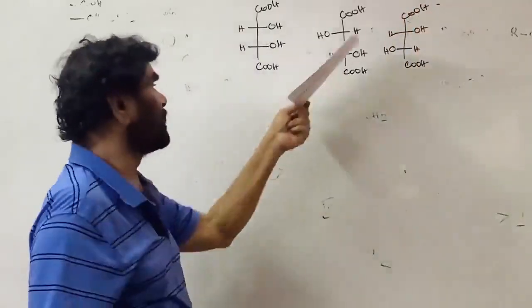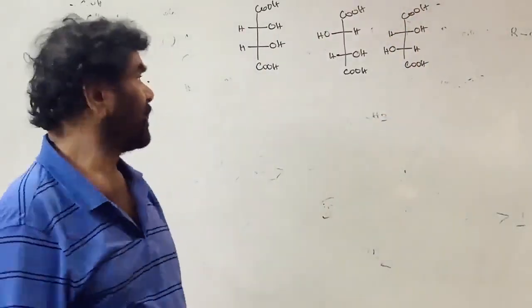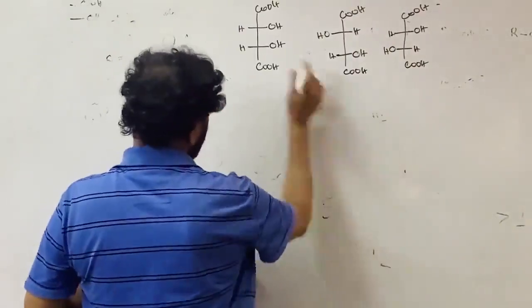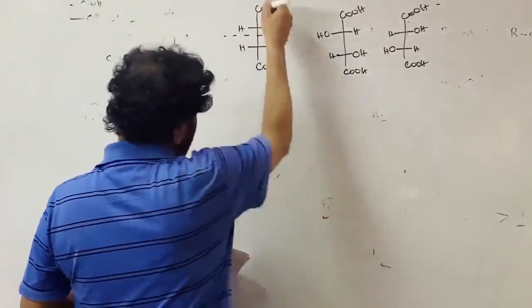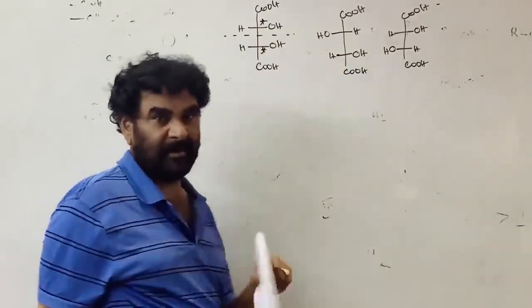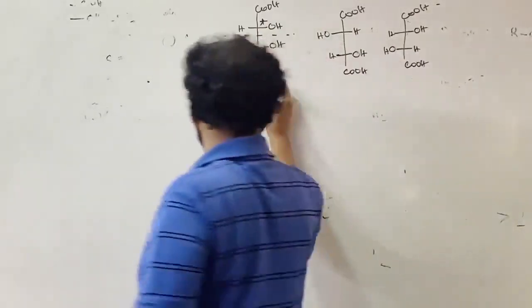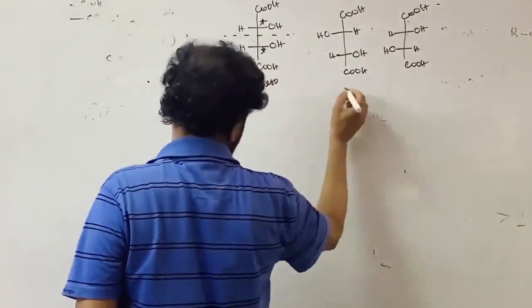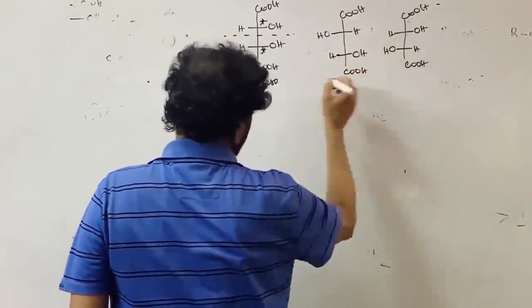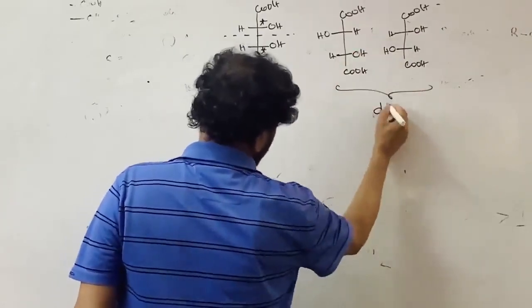This is RS, this is RR, the other one is SS. This has a plane of symmetry. It contains 2 similar chiral centers. Therefore, this is a meso compound, RS. This is the meso, this is the DL mixture.